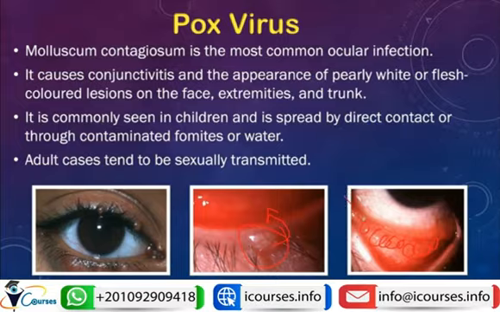So the conjunctivitis is the main agent. There will be multiple molluscums present in the lid, and usually this picture is present in children or in immunosuppressed patients like HIV patients. These lesions are spread by direct contact or by contaminated towels or water, and sometimes it can be seen in adults who are sexually active.